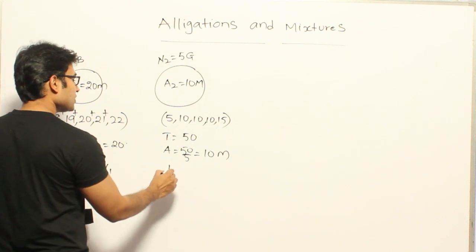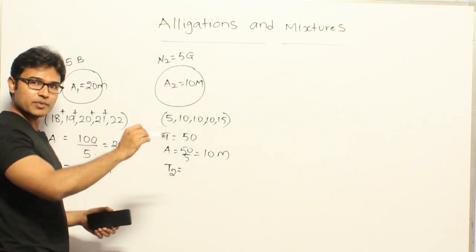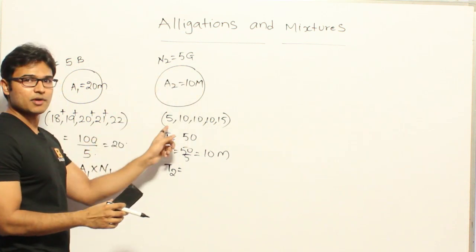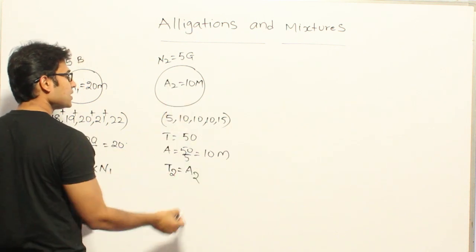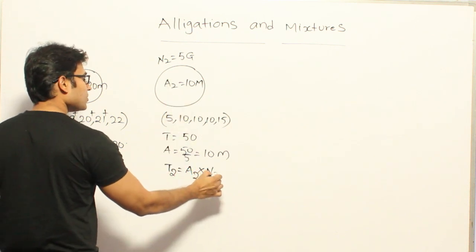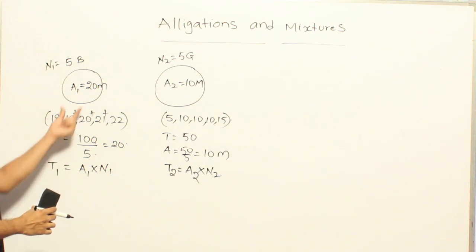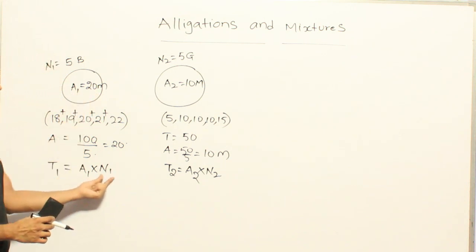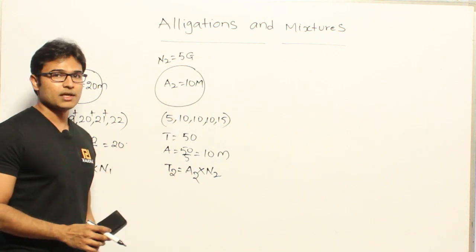So what do you get from this? The total marks got by these students can also be obtained even without adding them up. It can be obtained by taking the average of this group, which is A2, into the number of people in that group, which is N2. So the total marks obtained by the students in the first group is A1 N1, and in this group is A2 N2.